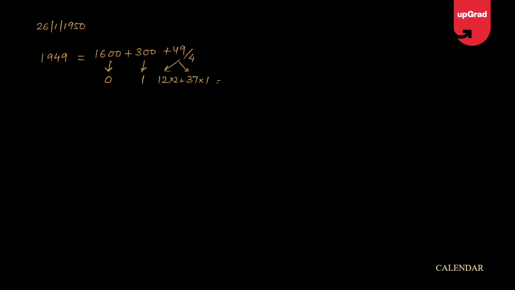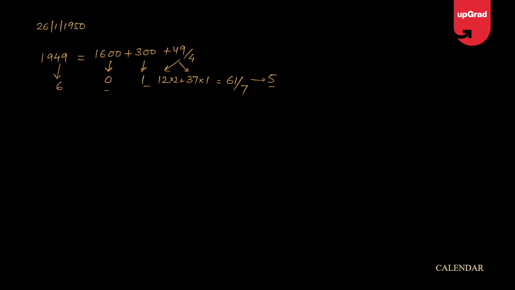24 plus 37 gives me 61. 61 odd days is not possible, therefore I divide it by 7 to get 5 odd days. 5 from here, 1 from here, and 0 from here. Total number of odd days in 1949 years is 6.